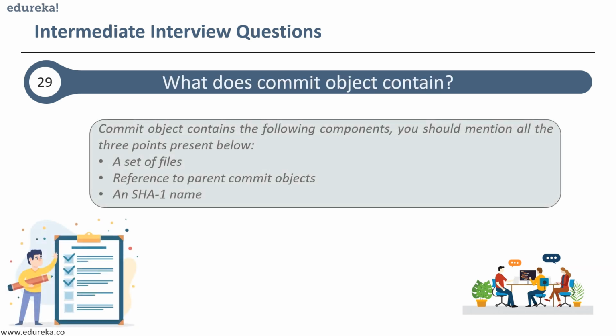The next question is, what does the commit object contain? The commit object basically contains three components.